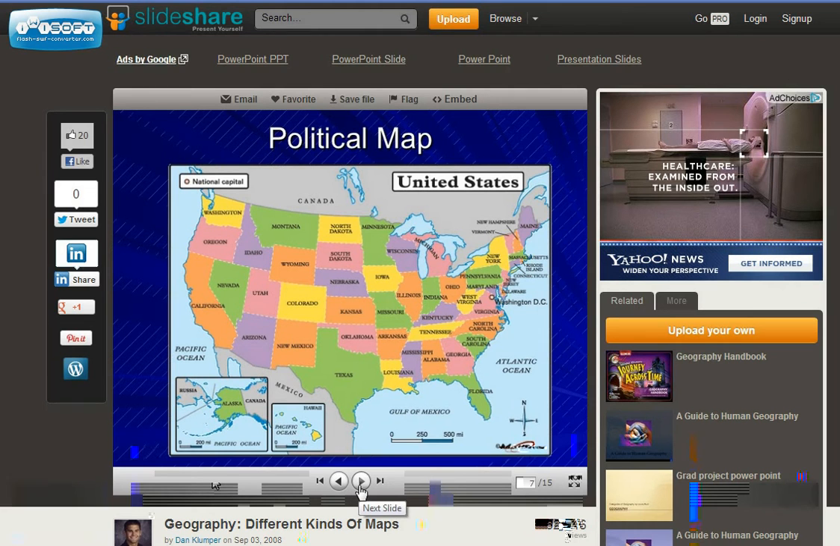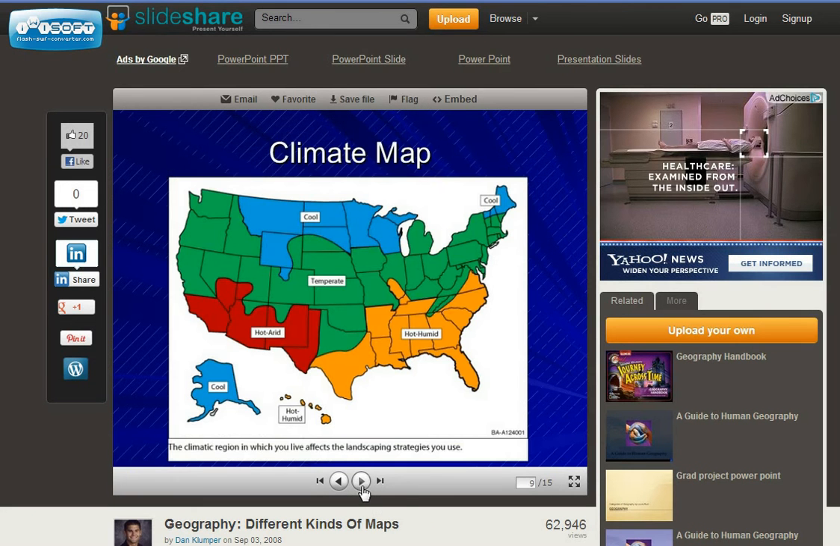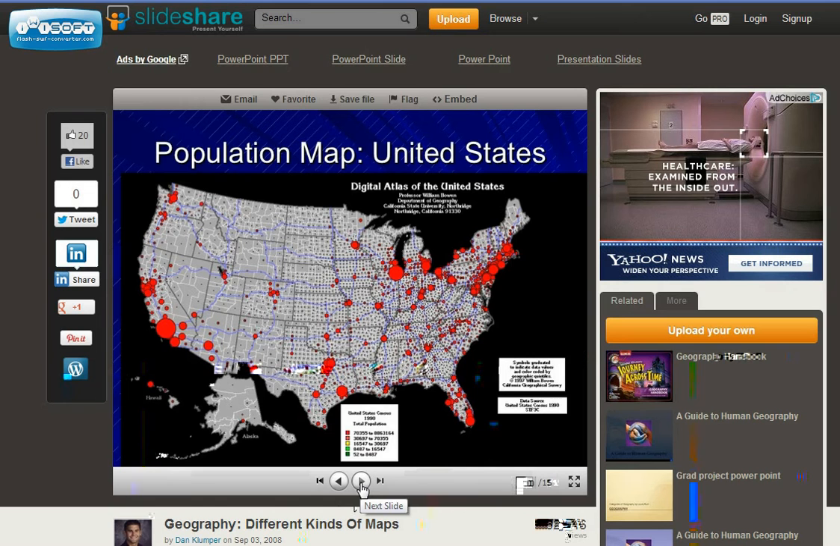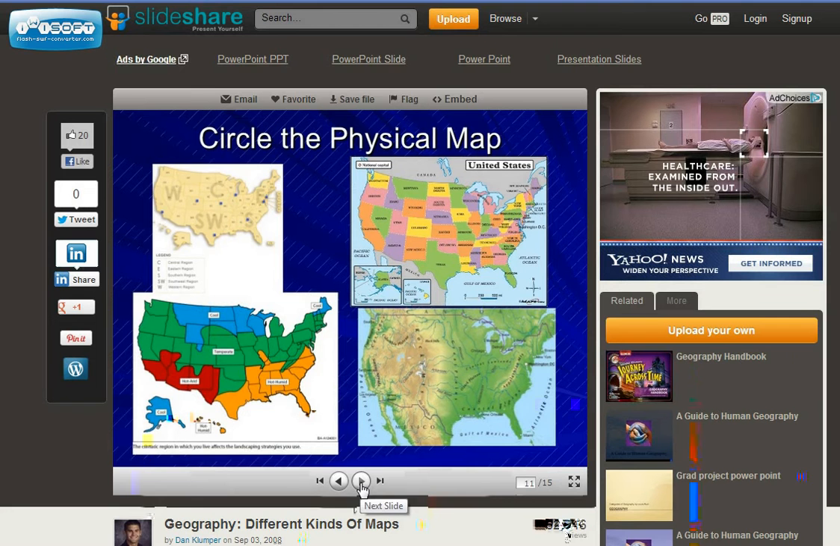There's a political map. Names of states, maybe a city right there, Washington D.C. or something like that. A climate map. Remember, arid means dry, so we're in the temperate zone, which kind of means middle. Here's a population map. Interesting map. So there's the 4 types of maps.